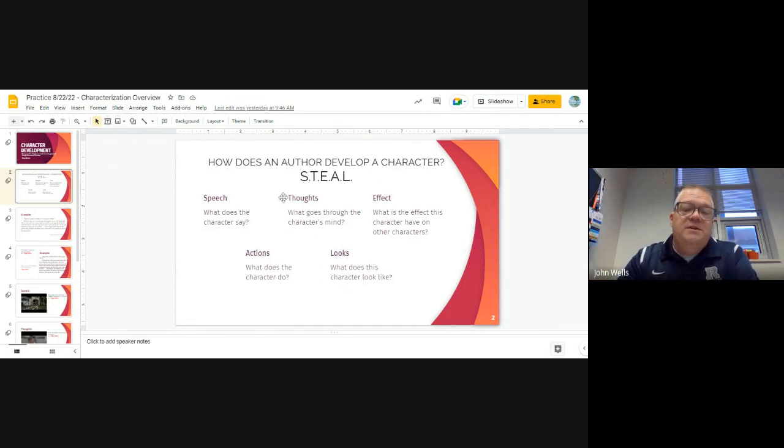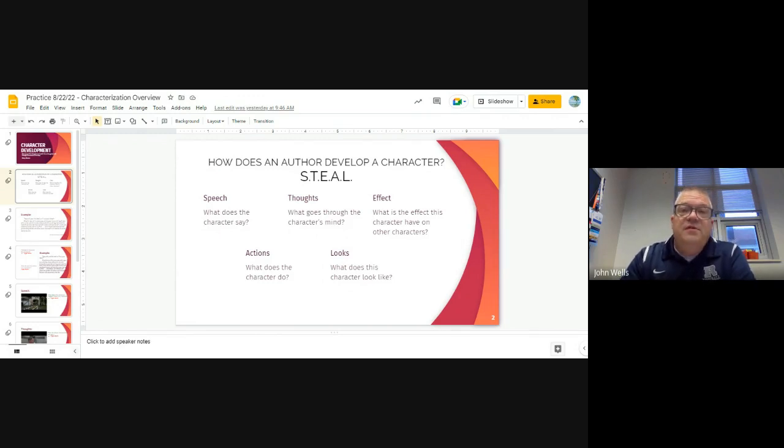We look at thoughts. This is what's going through a character's mind. Like, what are they thinking? What's going on? What makes them tick inside? Why are they doing the thing that they do? Their motivations and stuff. Now, sometimes we'll get this through a monologue or a soliloquy. But a lot of times it's going to be trying to decide, like, okay, here's what they're doing and how they did it. Does that reveal what was going on inside their mind? And sometimes the author will tell us this as well.